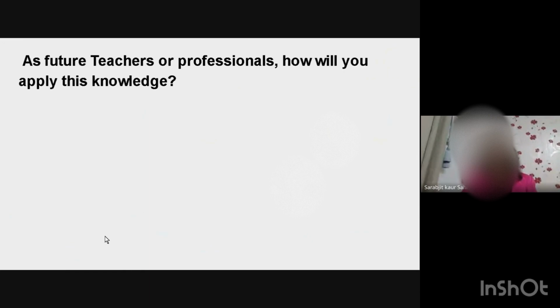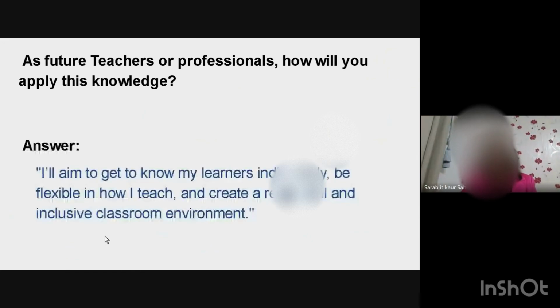Okay, right. So now this is the example answer. I will aim to get to know my learners individually, be flexible in how I teach, and create a respectful and inclusive classroom environment. Well said. Very nice.